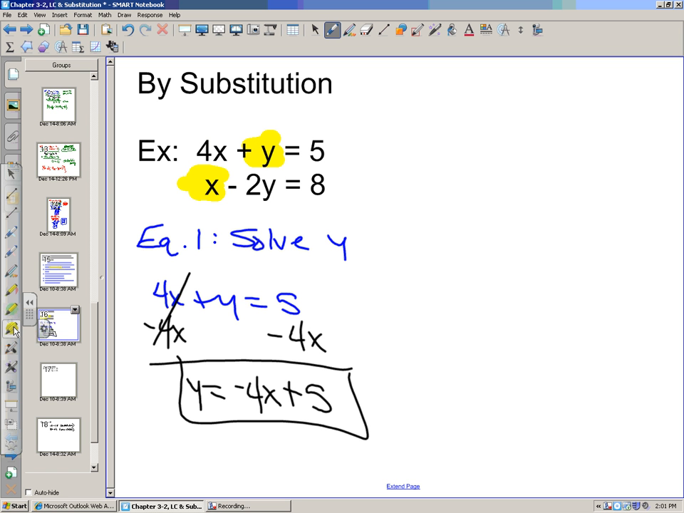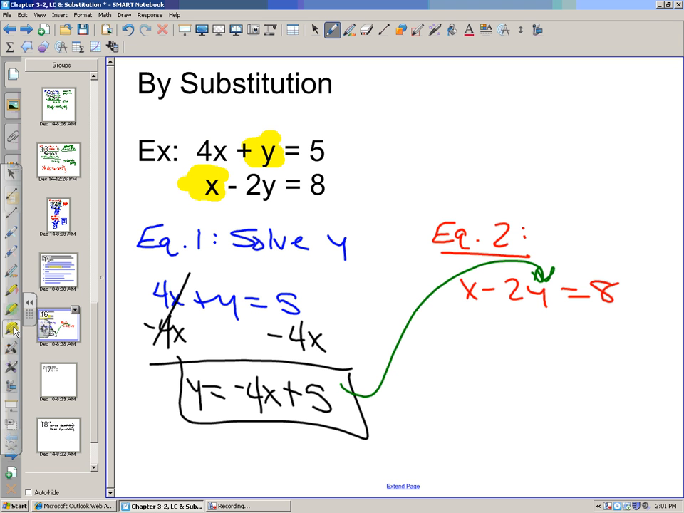Now where is it going to go out of? Y is going to be taken out of which equation now? Well, what equation have we not used? We've not used the second equation yet. So we're going to take equation 2, which is x minus 2y is equal to 8. And what are we going to do with it? Every place you see a y, you're going to plug in the lovely little expression, negative 4x plus 5.